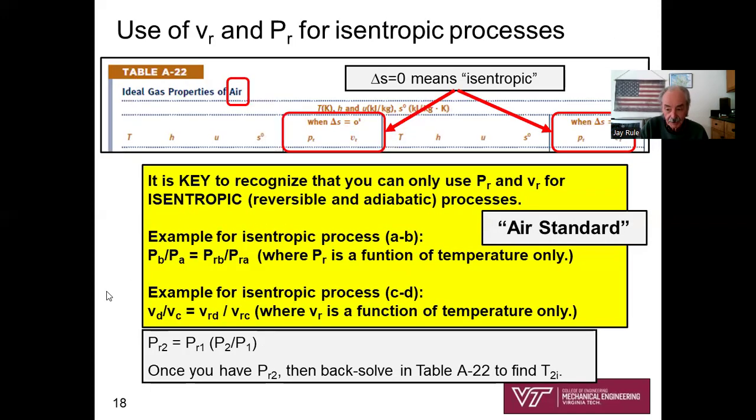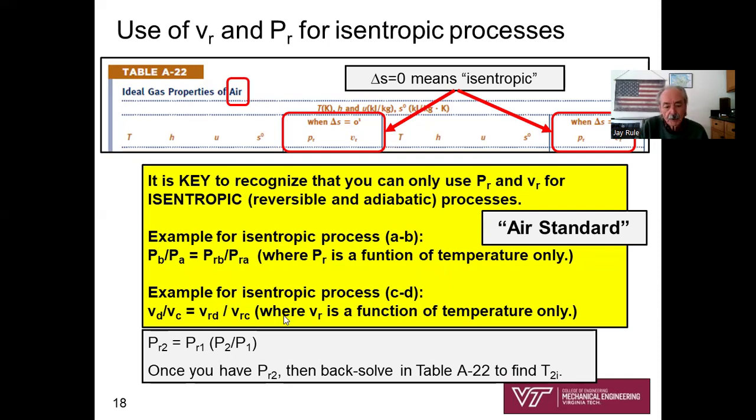Now I'm disclosing this variable specific heat approach using PR values from table A22. Here's what I said in words a minute ago. PB over PA, so that's just like P2 over P1, equals PR sub B over PR sub A, where B is like 2 and A is like 1. Similarly, that's where you have your pressure ratio.